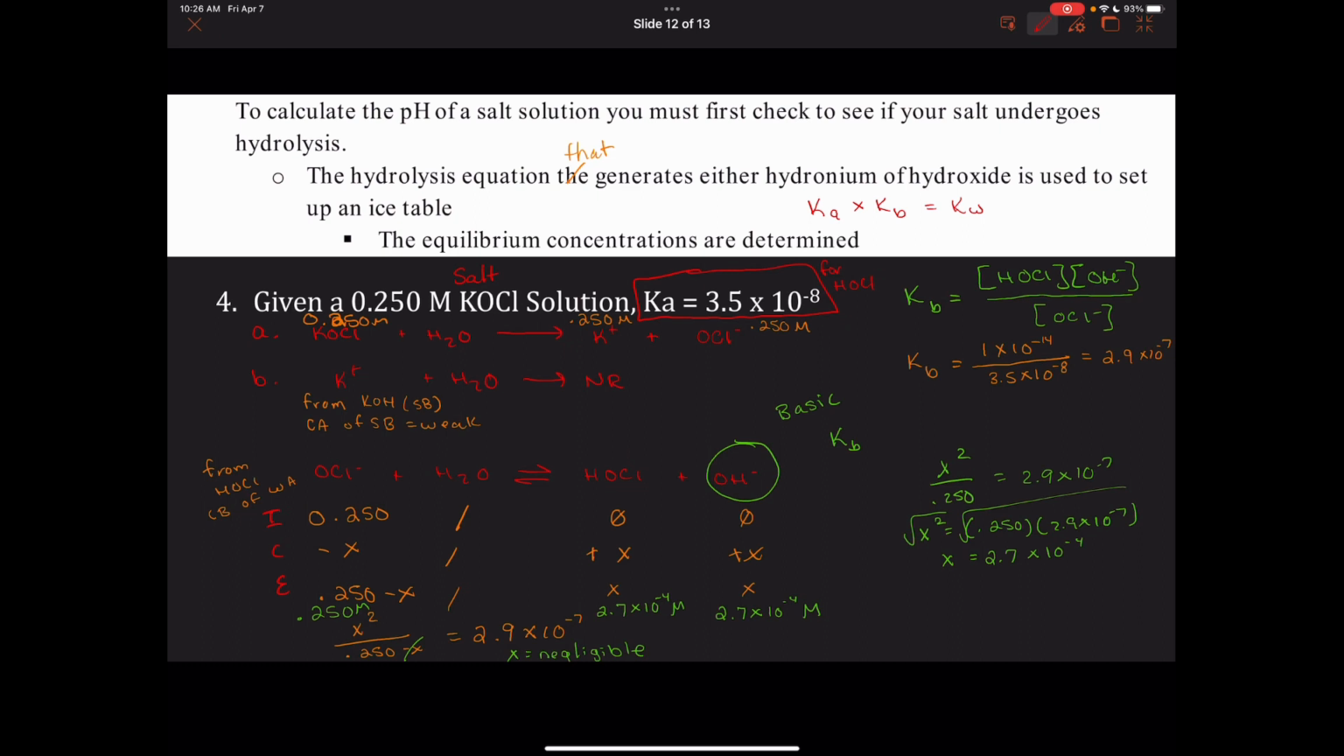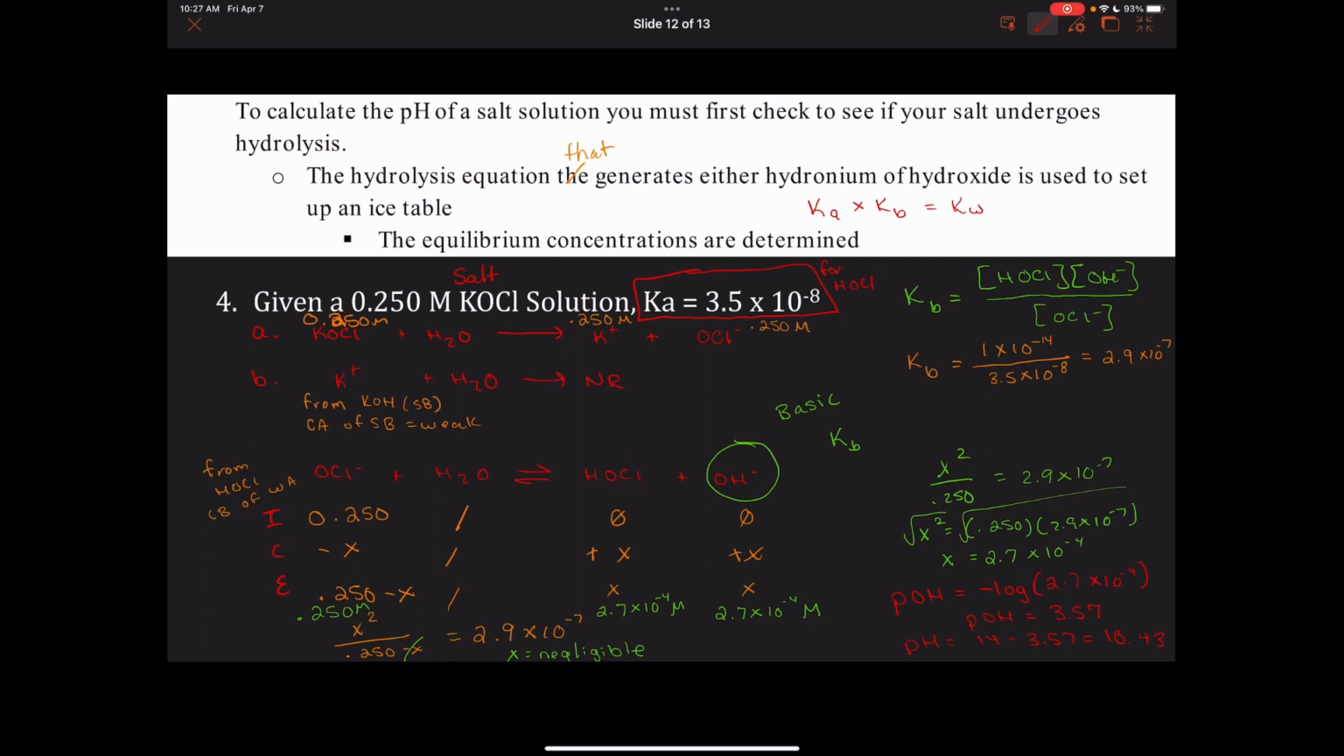So our final question asks us for the pH. Again, we've got to pay attention to what we have. At this point in time, we have the concentration of hydroxide at equilibrium. So we've got to work from there. Now, if I have a hydroxide concentration, I can determine my pOH. And so my pOH is going to be equal to 3.57. My pH is going to be 14 minus that. So I'm going to have a pH of 10.43.